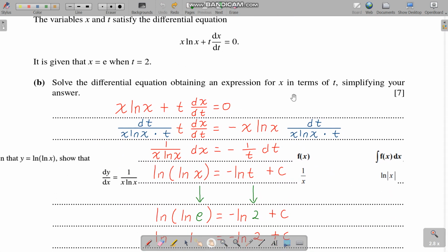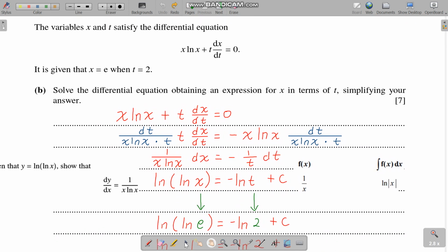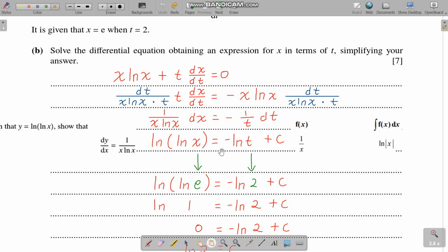Now solve the differential equation. This is the original equation, so I'm rewriting it, and we need to move the terms now. We're moving the x ln x to the right, so we subtract x ln x from both sides, and then we need to separate the variables, so we multiply or divide both sides by something so we get everything with x on one side, everything with t on the other side.